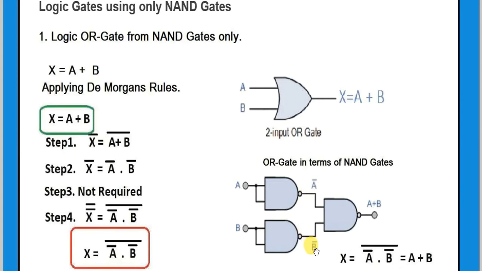Similarly, B complement, A complement, both are fed into another NAND gate, we get A plus B. Here we get A complement dot B complement of whole complement, which is equal to A or B. So that's how we convert an OR gate and express it in terms of the NAND gates only.